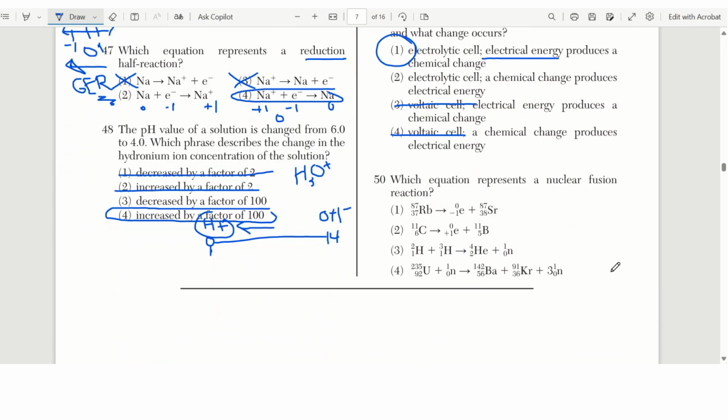Okay. And then number 50, which equation represents nuclear fusion? So fusion is when you take two little nuclei and put them together and make a bigger one. So this started with one nucleus, wrong. All right, these two, which is two little ones making a bigger one, that's this one. This would be fission. And these two would both be natural decay or natural transmutations. And that is the end of the multiple choice.